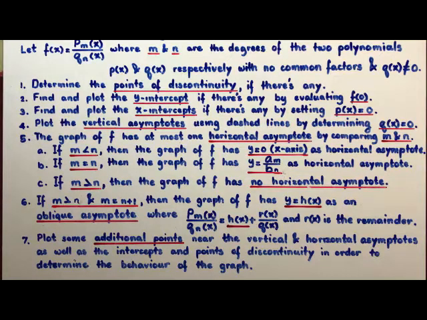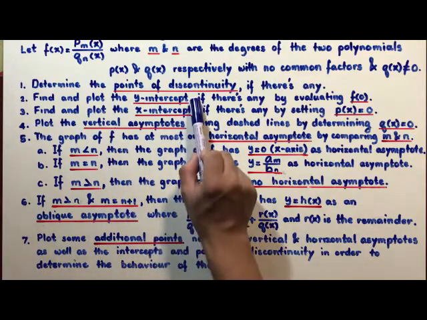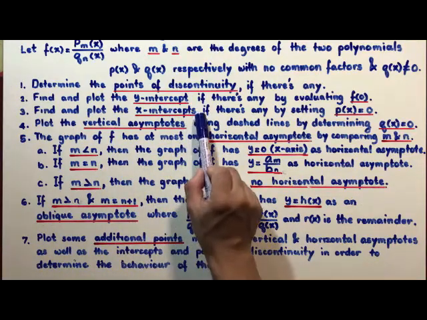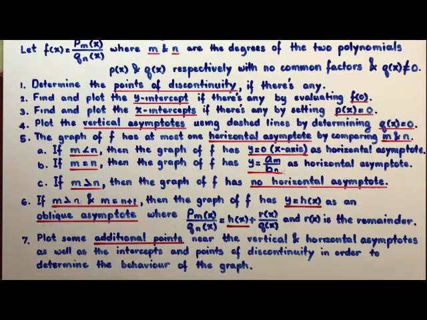And to give you a full grasp of the behavior of the function, you need also to plot some additional points near these points of interest: the points of discontinuity, the y-intercept, the x-intercepts, the vertical asymptotes, the horizontal asymptote, if there's any, and the oblique asymptote, if there's any.